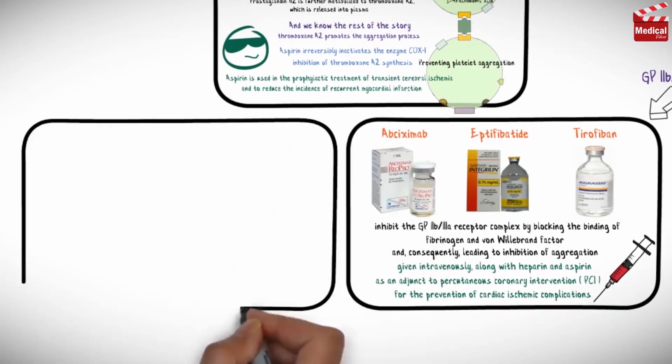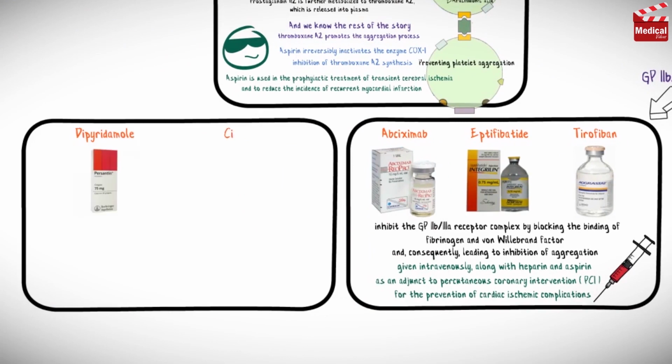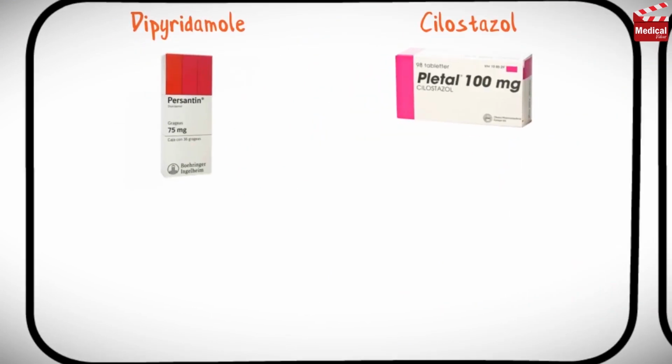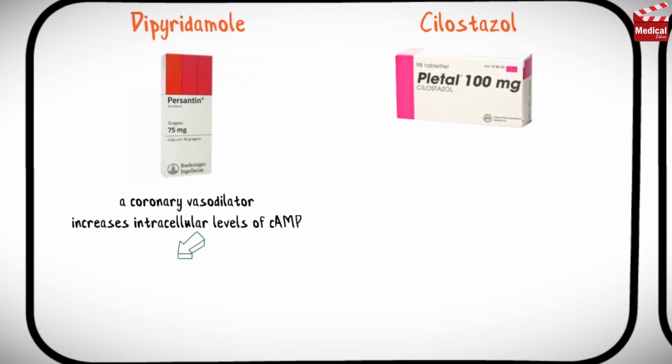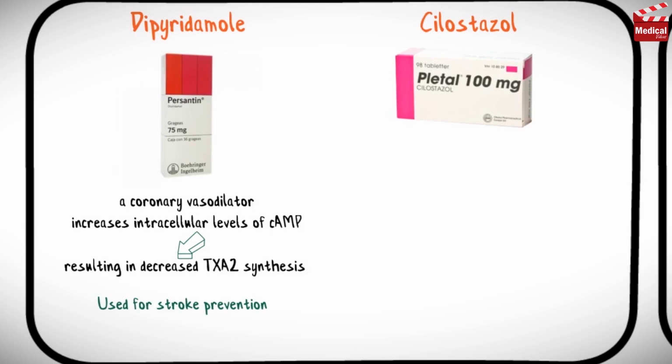And the last two agents are dipyridamole and cilostazol. Dipyridamole, a coronary vasodilator, increases intracellular levels of cAMP, resulting in decreased thromboxane A2 synthesis. It is used for stroke prevention, and is usually given in combination with aspirin.